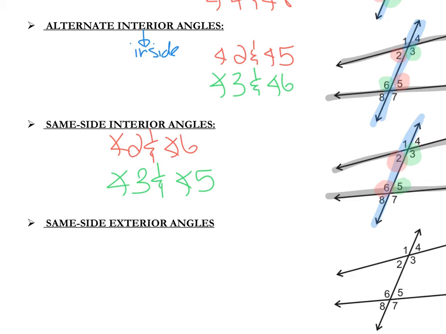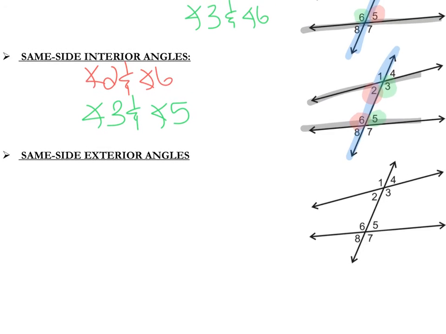Okay. Then the last one we have is same side exterior. So exterior would be on the outside of these black lines. Same side would be on the same side of the transversal. So we have angle 1, and then we need to pick another exterior angle on the same side. So that would be angle 8. Okay. And then again, 4 and angle 7.